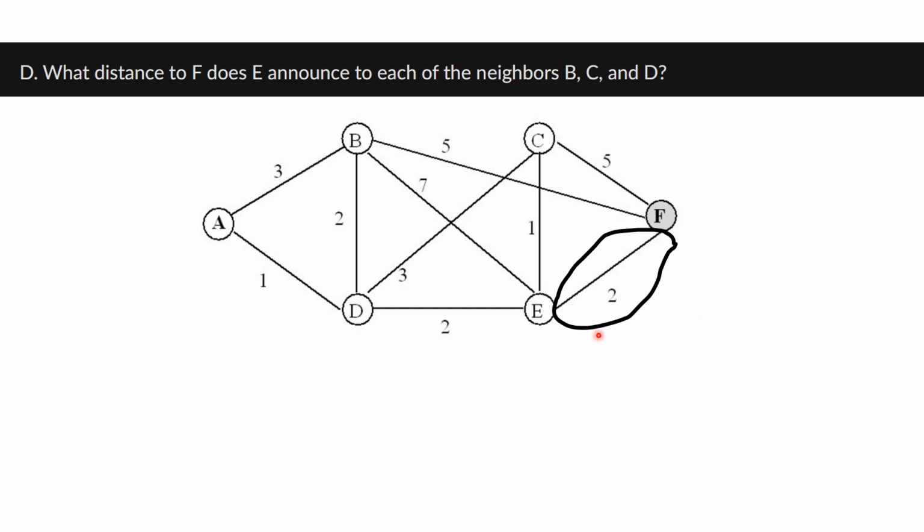It's just going to announce the 2 because it's the shortest path and it just happens to be connected to. So yeah.